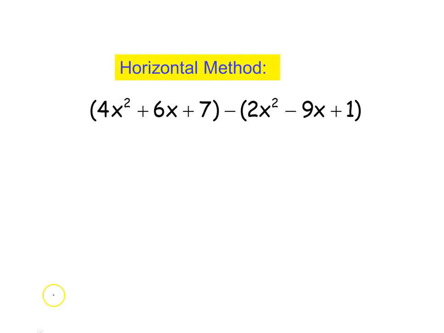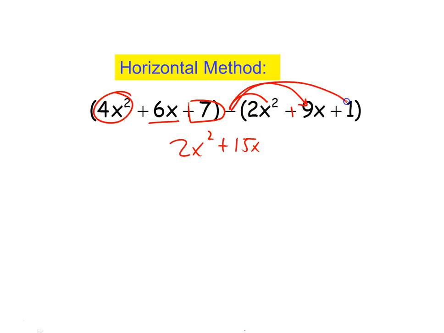If we did it horizontally, we have 4x squared minus 2x squared gives me 2x squared. We have 6x minus a negative 9x, so that turns it into plus 9x or 15x. And finally, 7 minus 1 is 6.